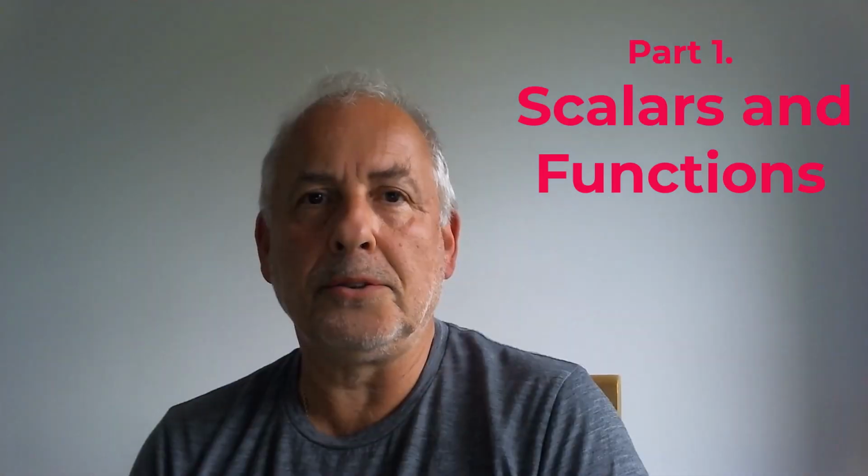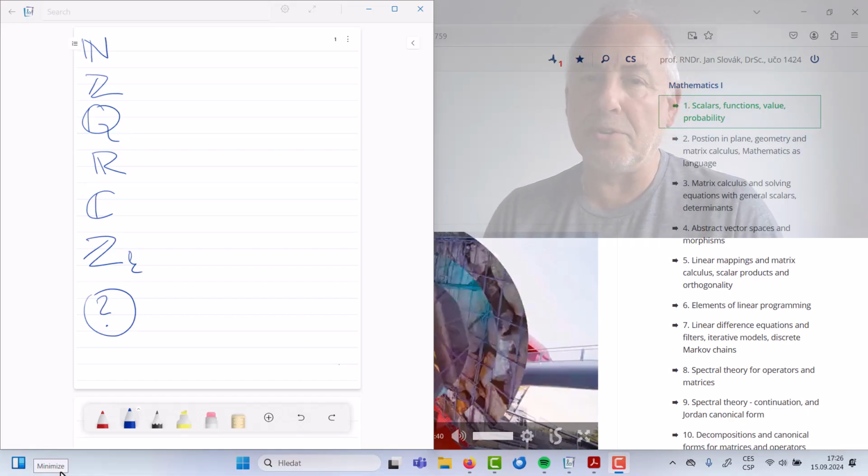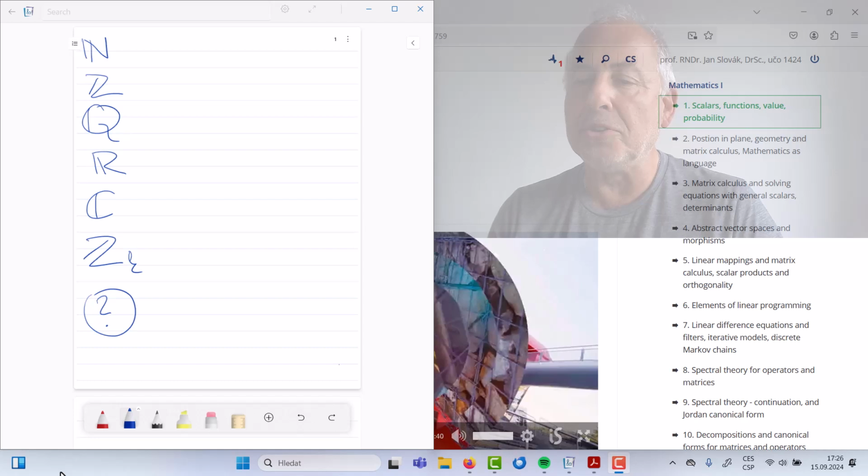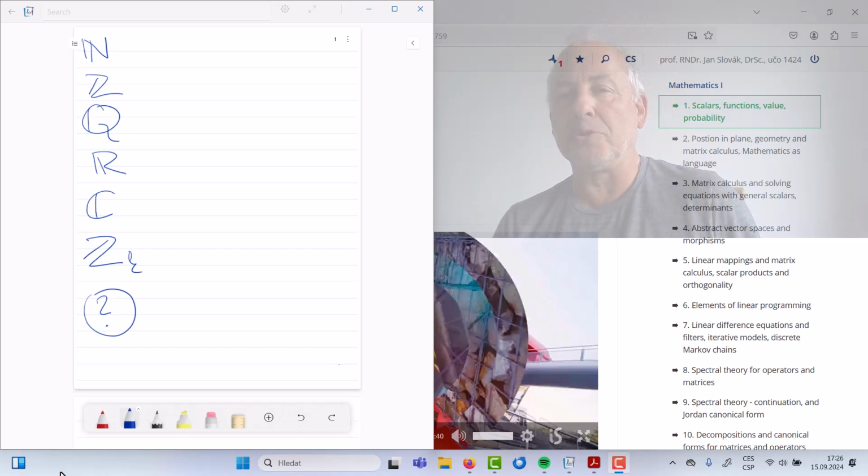Next task is to come to scalars. What are scalars? Scalars are simply numbers. So it's all the things which describe just one value, and we want to be able to compute with them, to count, etc. So there is a list here on the board: natural numbers, integers, rational numbers, real numbers.